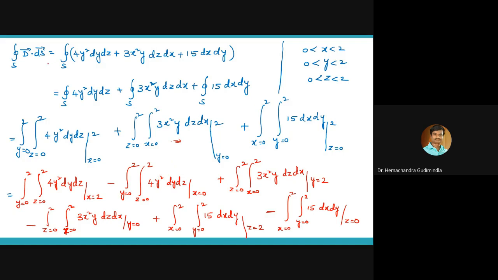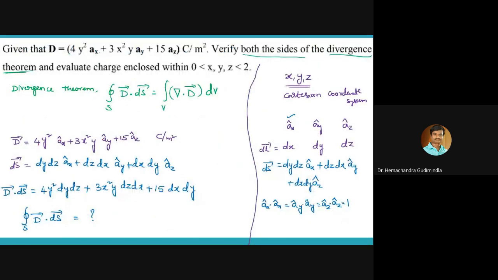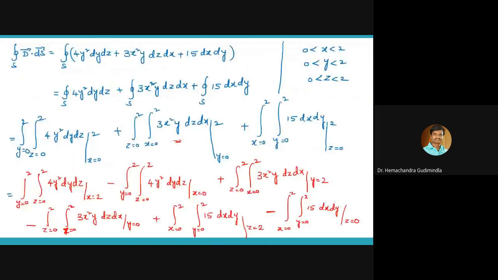First, what did we do? First, we took D bar, dS bar, and D bar dot dS bar. Then the integral over the closed surface. Whenever you are applying the closed surface, in the first term, dy dz, that means y and z are varying. What about the x value? X is also varying, that is what I am considering. X is varying from 0 to 2. Now I am just splitting this into upper limit minus lower limit.